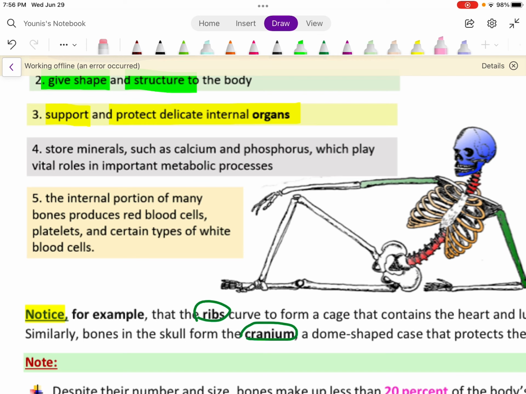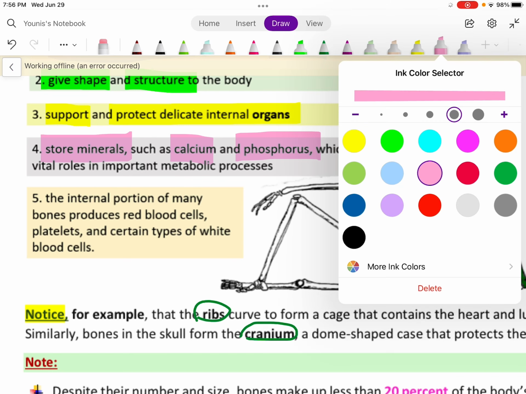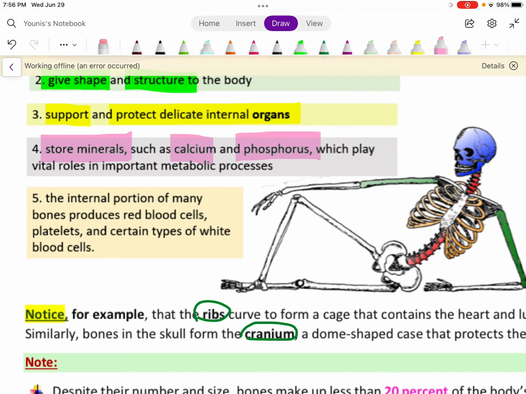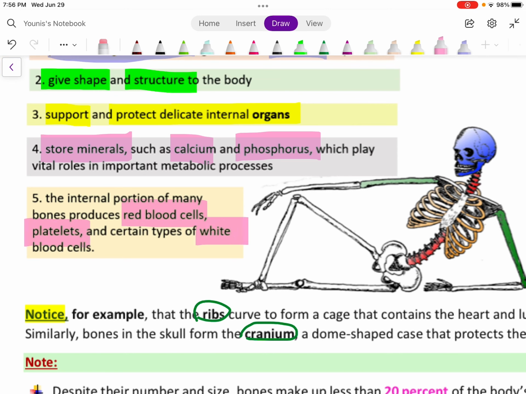What else? Storing minerals. Minerals like calcium and phosphorus are stored in our skeleton and they can be used in many metabolic processes whenever they are needed. What else? Inside many bones, there is something called bone marrow. The bone marrow is responsible for producing blood cells, including red blood cells, platelets, and also white blood cells.